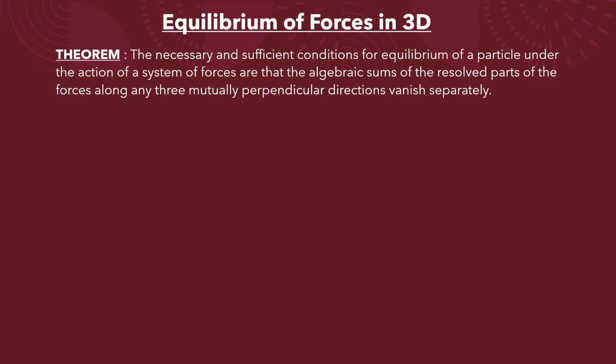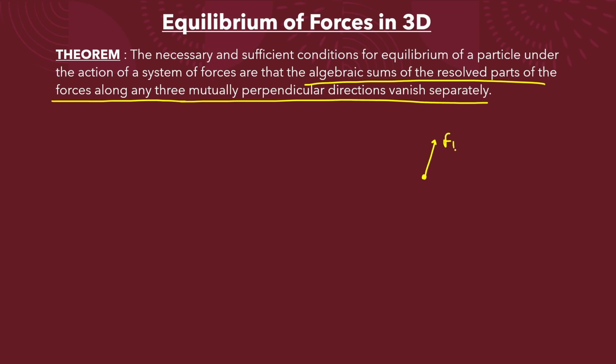Next concept. So we have one theorem here. The necessary and sufficient condition for the equilibrium of a particle under the action of a system of forces is that the algebraic sum of resolved parts of the forces along any three mutually perpendicular directions vanish separately. Okay, so let us consider a particle at point O, and it is acted upon by a system of forces, that is F1, F2, F3, similarly Fn.